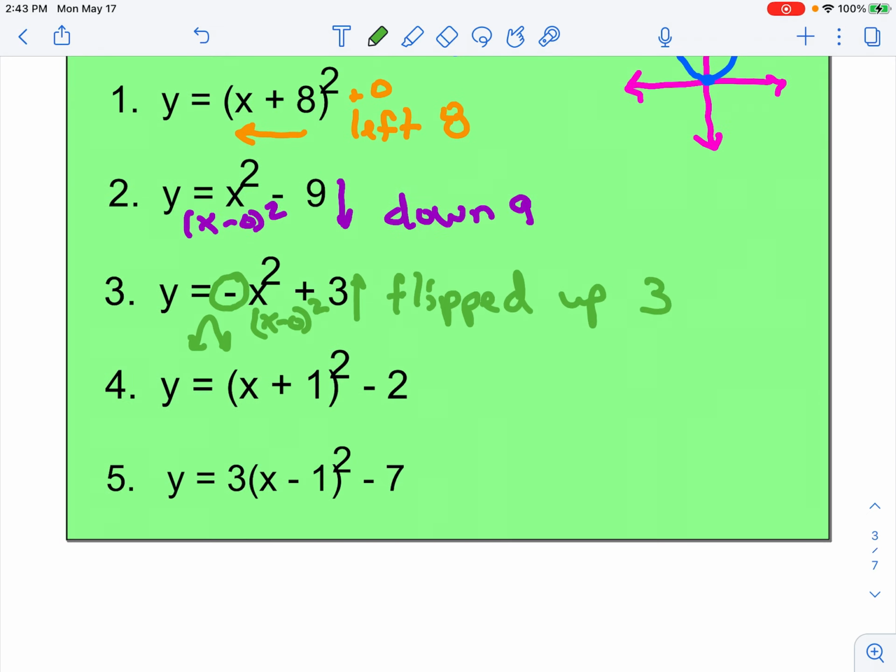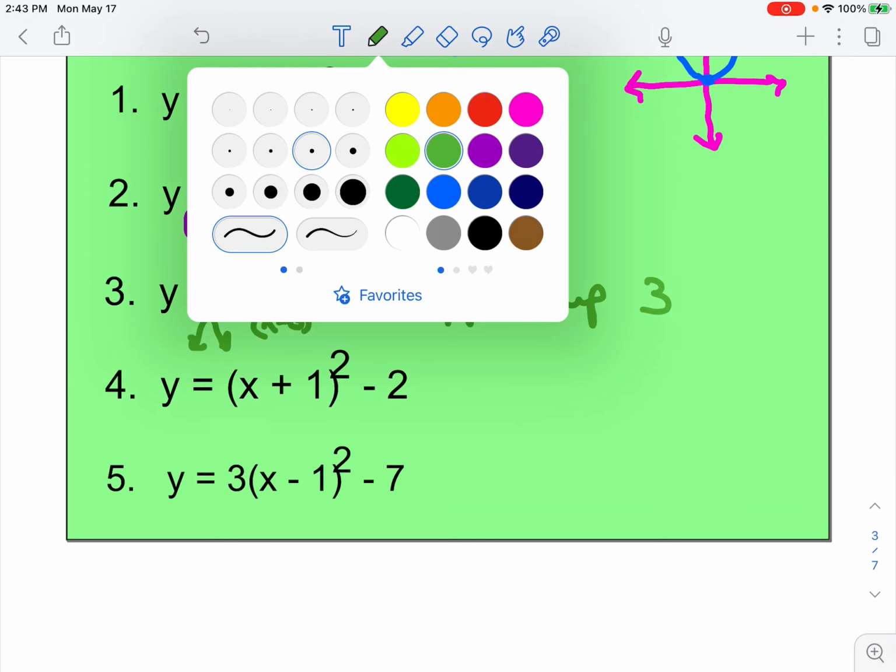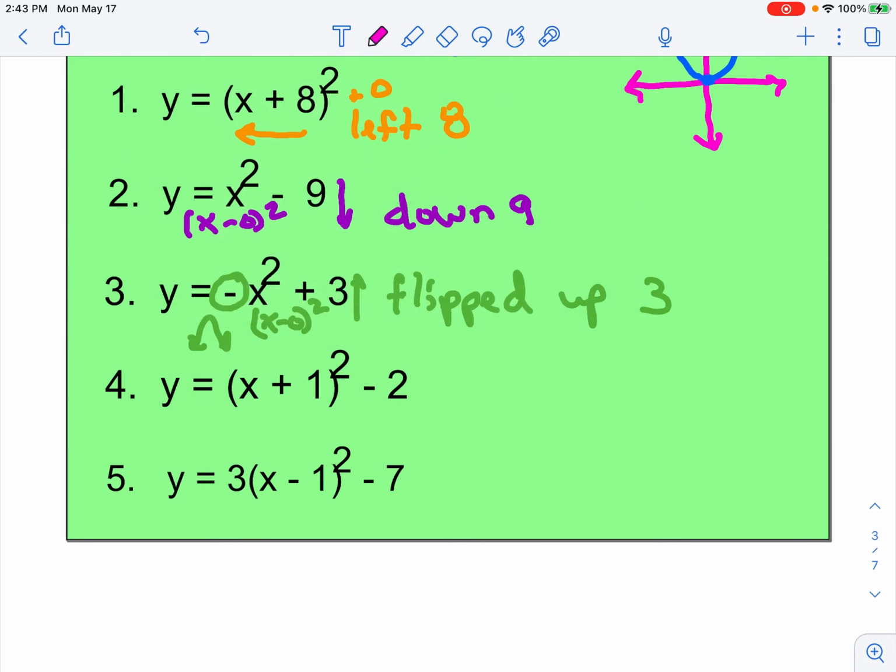Okay, so now we have multiple things going on in this next one. There's no negative out front, but the plus 1, again, opposite of what you think, moves it left 1, and minus 2 moves it down 2.